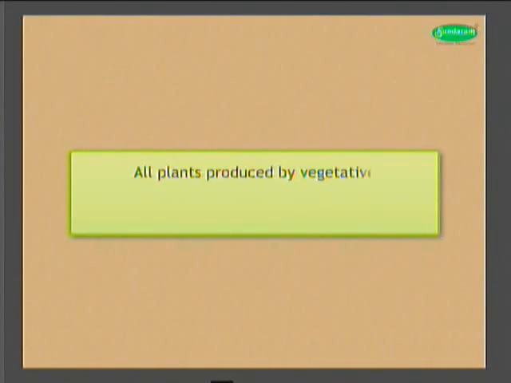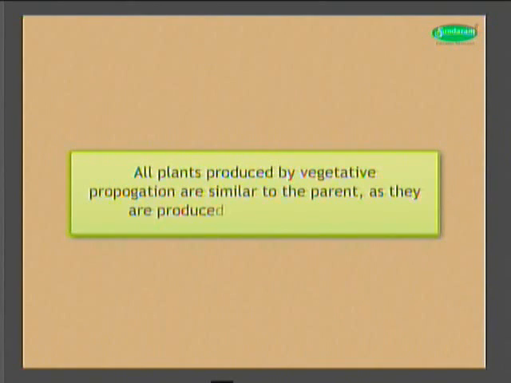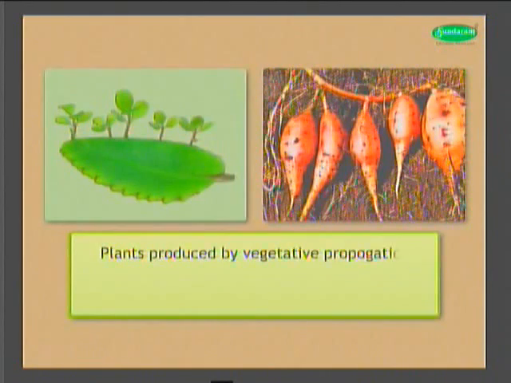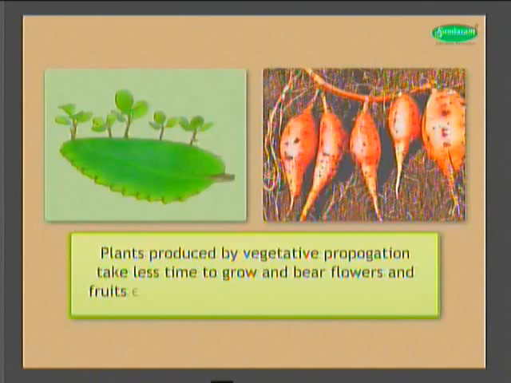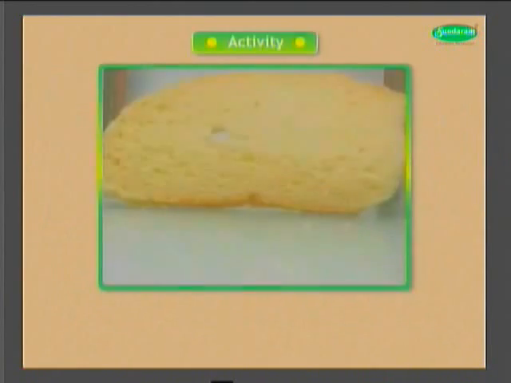All plants produced by vegetative propagation are similar to the parent, as they are produced from a single parent. Plants produced by vegetative propagation take less time to grow and bear flowers and fruits earlier than those produced from seeds. Let us do this activity.